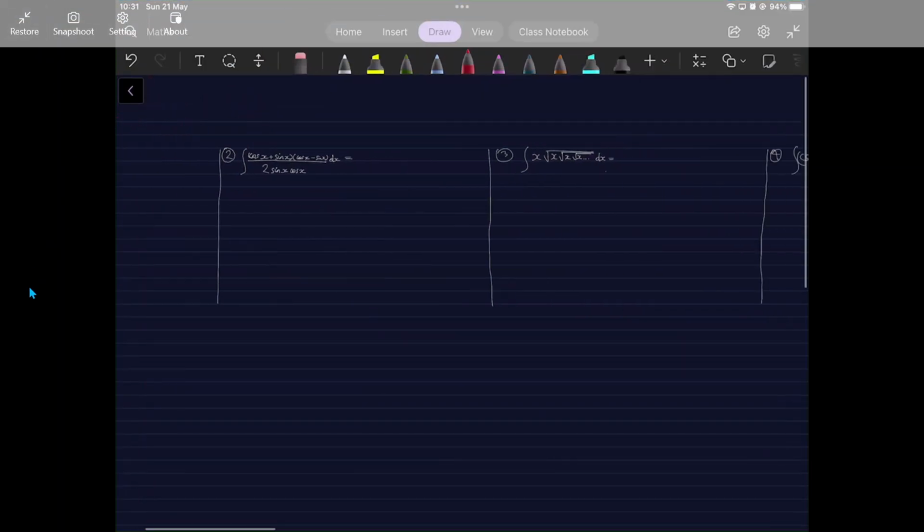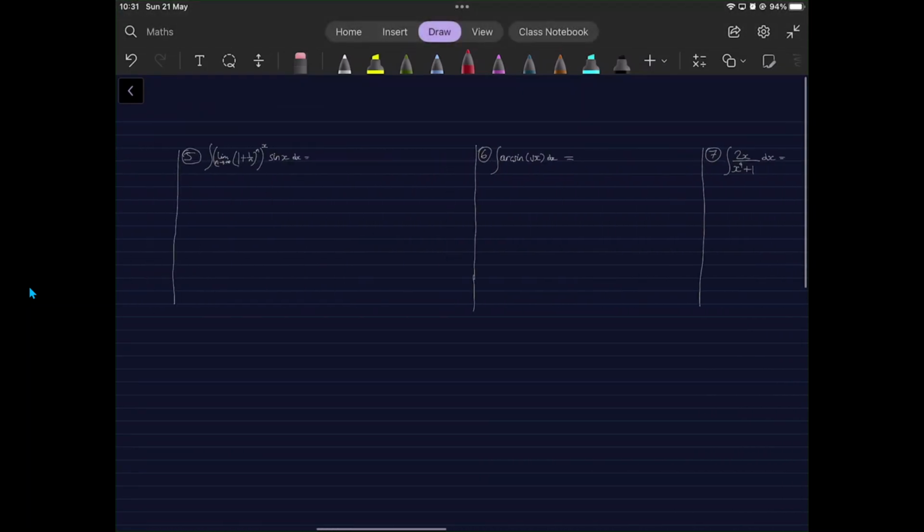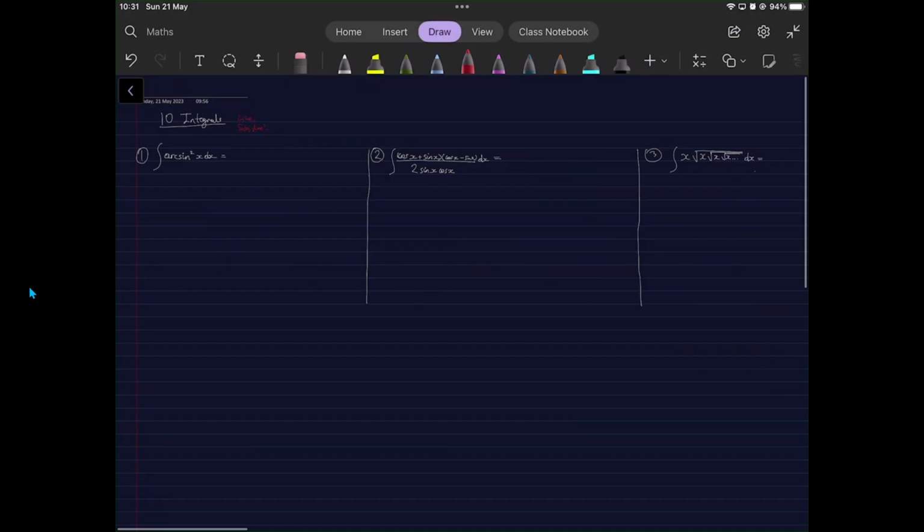Today I have for you 10 integrals over here, of which 9 of them are indefinite ones, and then there's a definite one at the end.